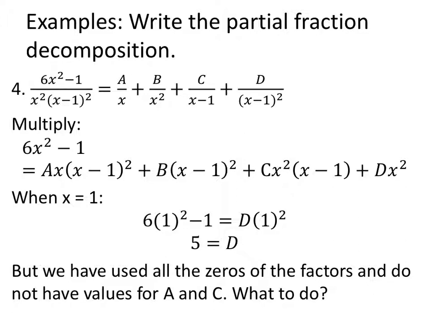When x equals 1, all of this works exactly the same. I put 1 in for x, and this is going to make a 0, this is going to make a 0, this is going to make a 0. The only place that really matters is the D x squared. And 1 squared is 1, so 6 minus 1, 5 equals D. But those are the only zeros I have for my denominators. I have no idea what A and C are, even though I know B and D.